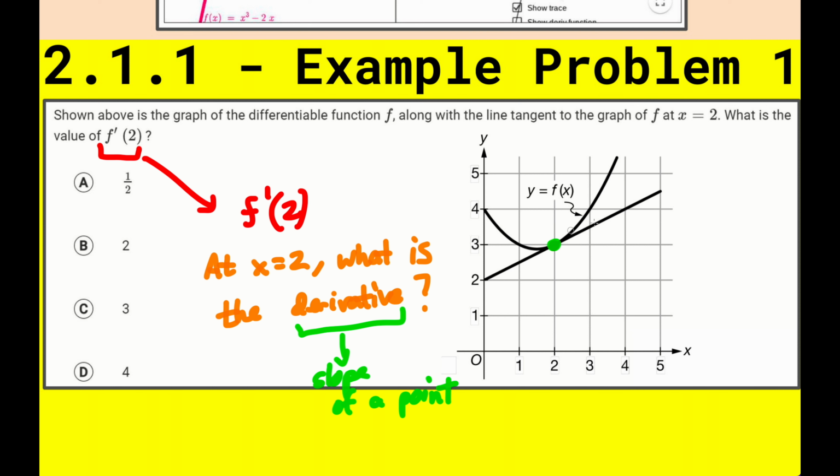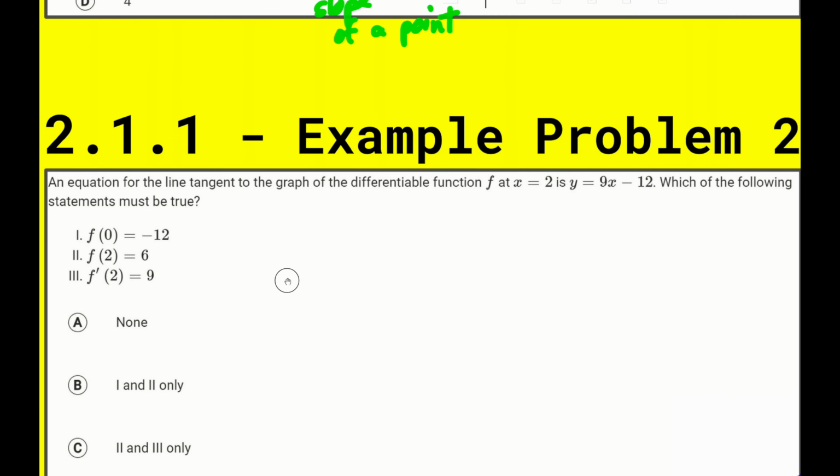Well, what you can do is just use the slope of this line. There's an equation of a tangent line right here. There's that line there. Well, what's the slope of that line right there? Well, you can see it goes up 1 over 2. So that means the change in y is 1, the change in x is 2, so it's 1 over 2. So the answer for this one should be A. Okay, that's example problem 1.